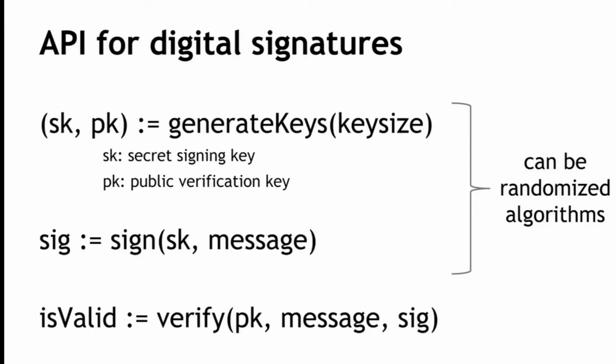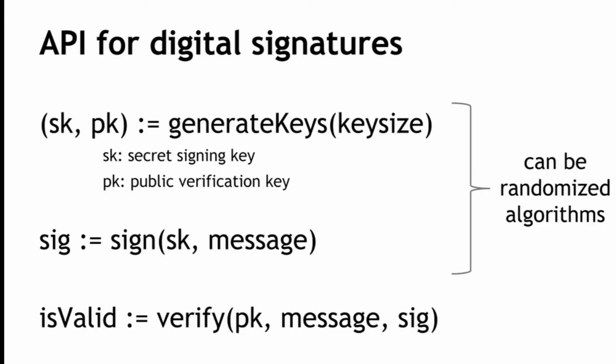The second operation is the sign operation. You take your secret signing key and some message that you want to put your signature on, and it returns SIG, which is a signature. It's just some string of bits that represents your signature. And then the third operation is a verify that takes something that claims to be a valid signature and verifies that it's correct. It takes the public key of the signer, the message that the signature is supposedly on, and the supposed signature. And it just says yes or no: is this a valid signature?